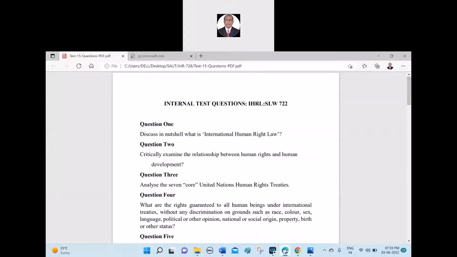On the internal test question, IHRL and SLW 722, I put this question 1: discuss in a nutshell what is international human rights law. Sir, we already submitted. No sir, why this question? If you know it, what is wrong? It may appear in the exam also. Or any person may ask you, because you have taken the specialization international human rights law, what it actually says.